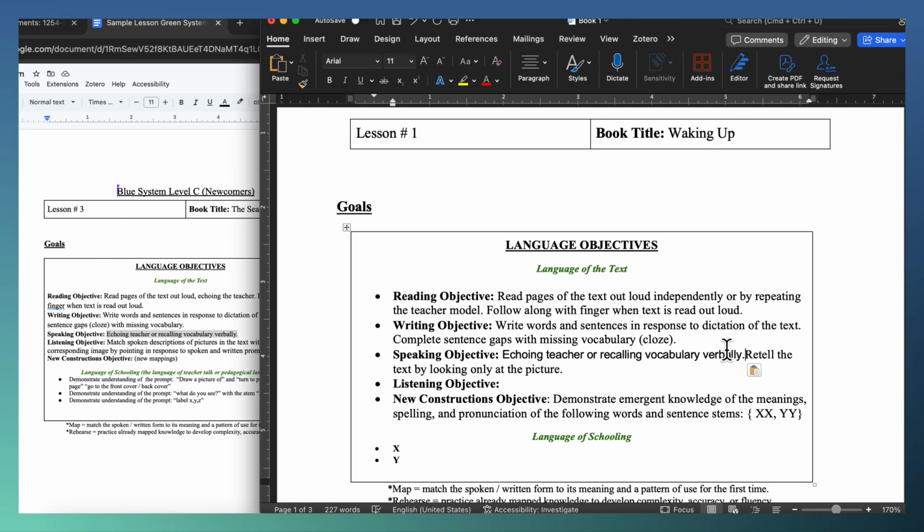But I also want to include a more basic language objective, which is just echoing, or maybe even recalling vocabulary verbally when I prompt it. Okay? So between these two objectives for speaking, that kind of covers my three students for now.